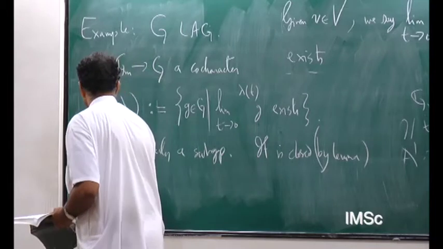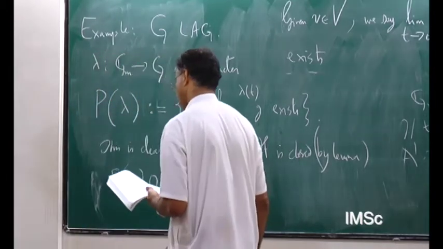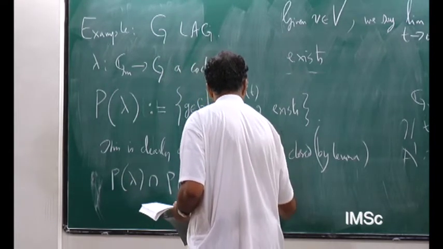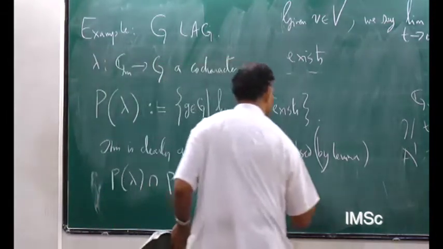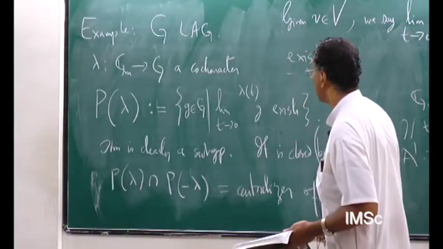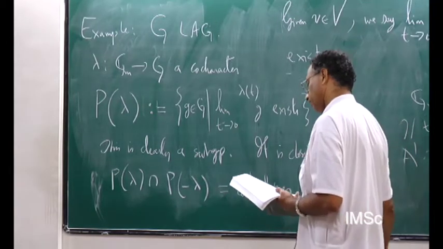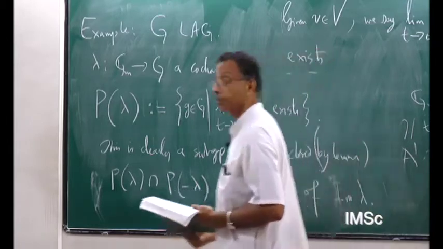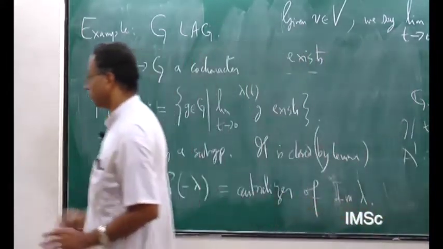And P lambda intersect P minus lambda is the centralizer of lambda, the image of lambda. So it is those that are fixed by this, and that's the centralizer of the image of lambda. Right, so let's just see what the proof is.